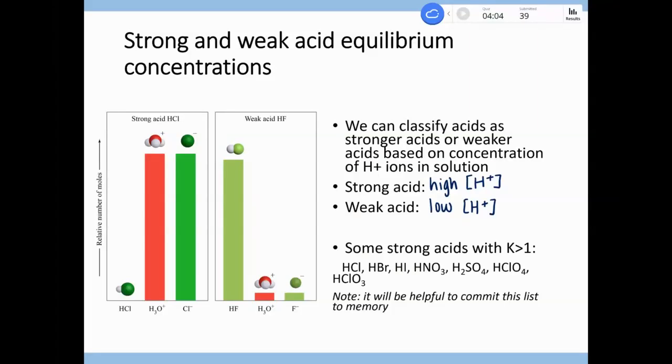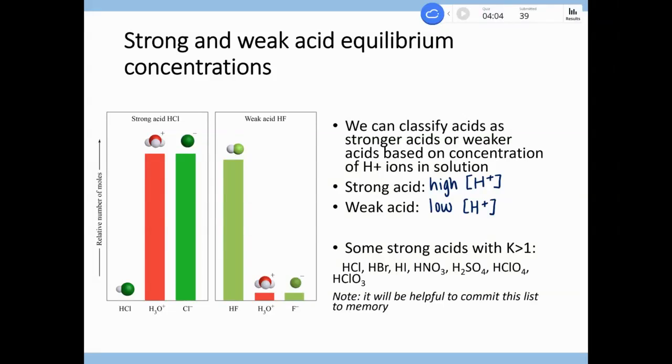A weak acid would have much more of the original molecule present in solution than the ions. So there still are some ions present, but it's mostly in this associated form, so still the neutral molecule. This is why that K value was so small. We have really low concentration of products, but high concentration of reactants. So this list over here are strong acids with K greater than 1, so more products than reactants at equilibrium.